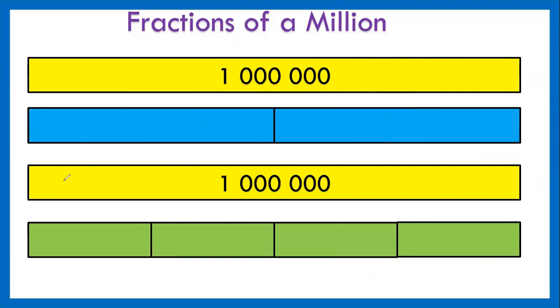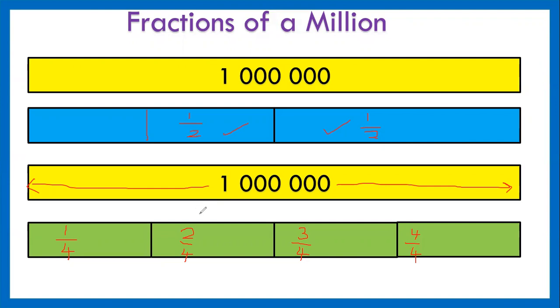What about if I had the same 1 million? However, instead of dividing it into two parts, where this is half and this is the other half, I choose to divide each half further. That is when I will get what is known in fractions as quarters. 1 quarter, 2 quarters, 3 quarters, and 4 quarters. 4 over 4. The whole thing is 4 over 4.